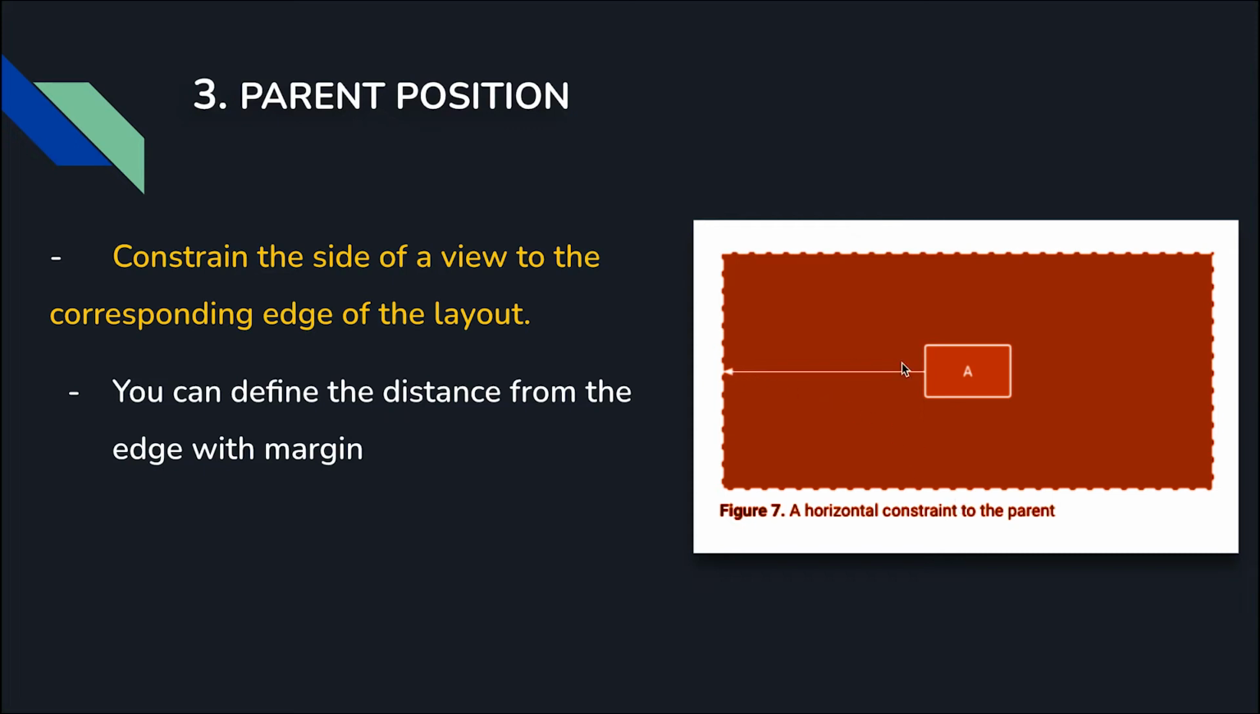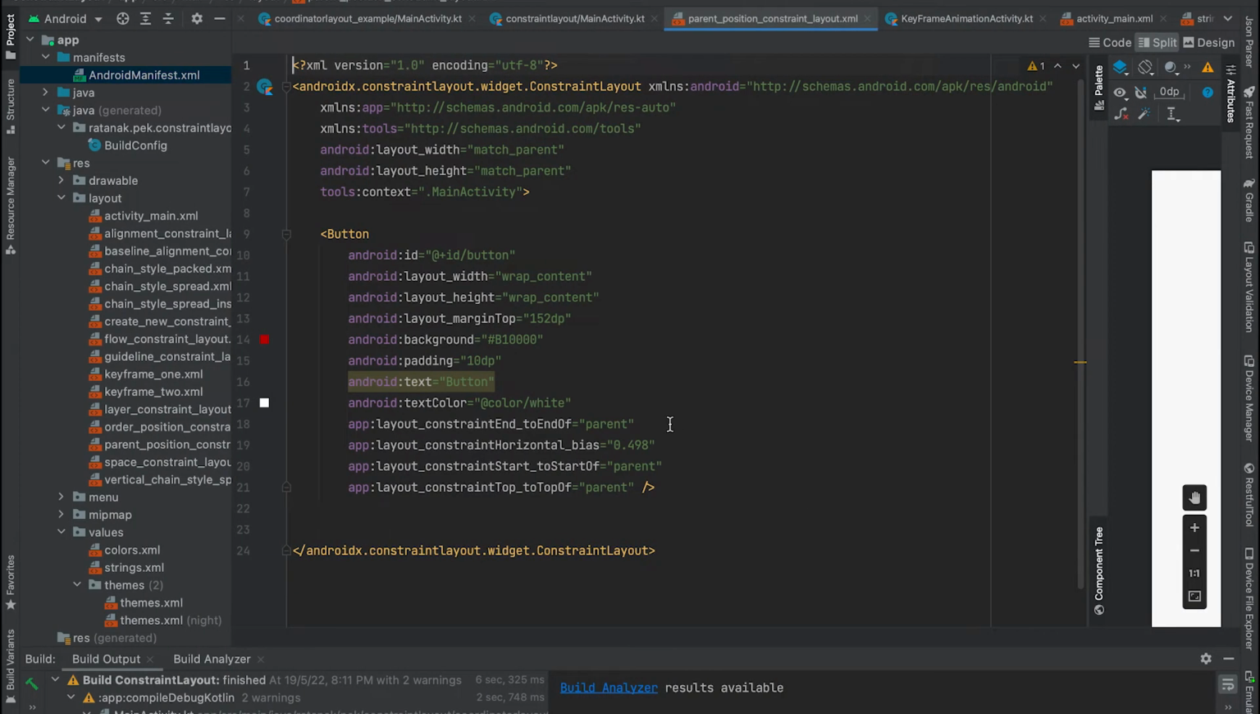Normally, if you constrain, it doesn't have any margin or space. You need to add a margin. If you don't add a margin, view A is going to stay close to the parent edge. So if you want some space like this, you need to add a margin. So let's demo the code.